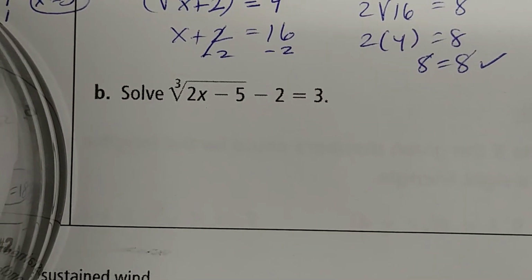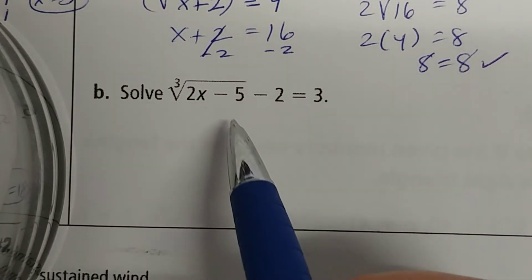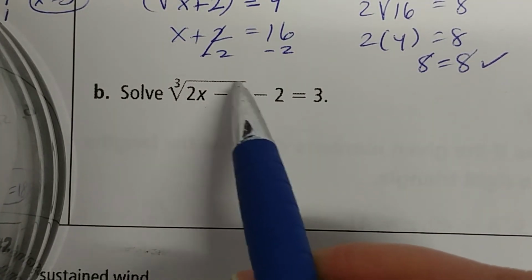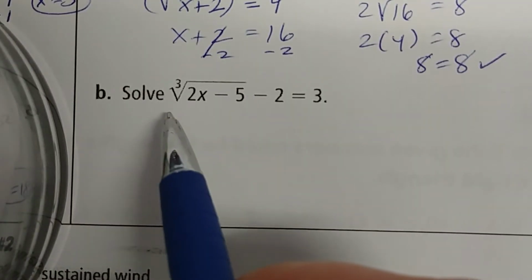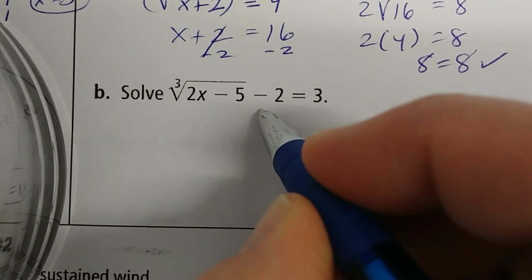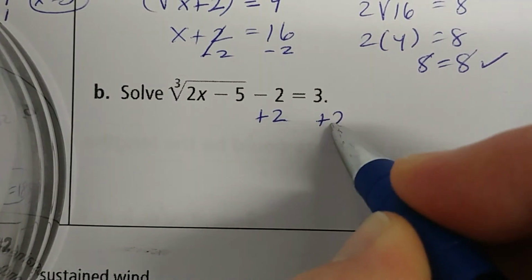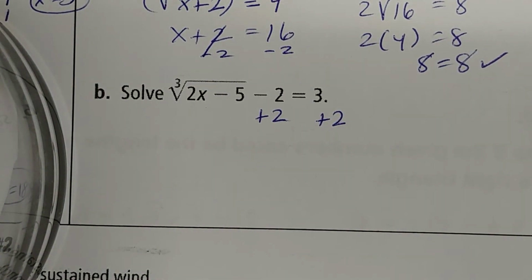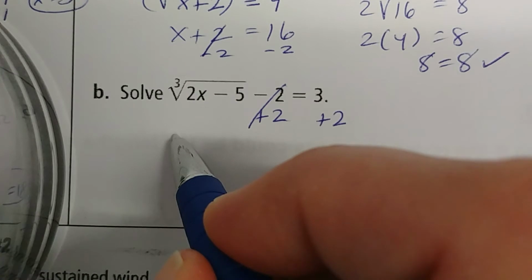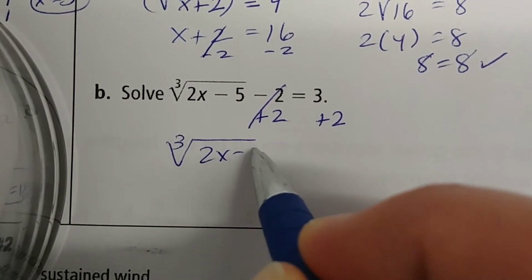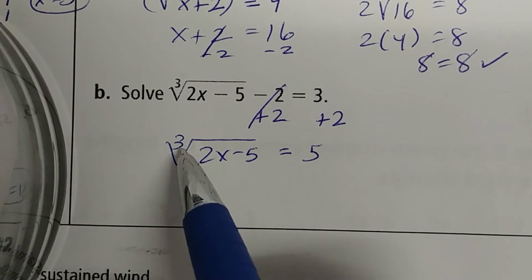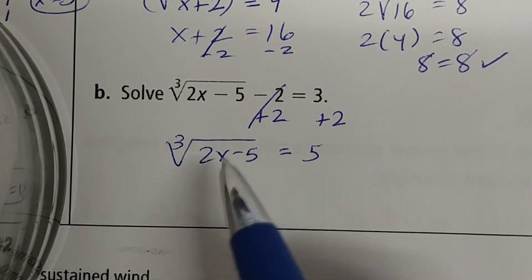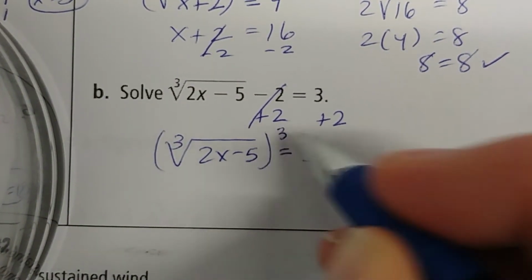The one down here is very similar. In this case, however, I don't have a coefficient, but I have a number being subtracted from this root. In this case, we have a cubed root. So I'm going to undo that minus 2 by adding 2 to both sides. On this side, I'm left with the cubed root of 2x minus 5 equals 5. Now to undo a cubed root, I have to cube the expression, so raise this to the 3rd power.